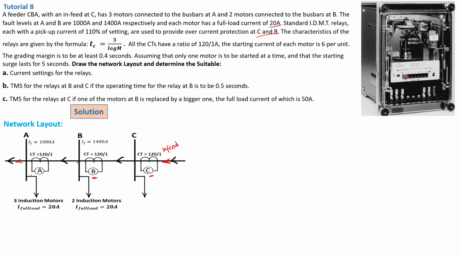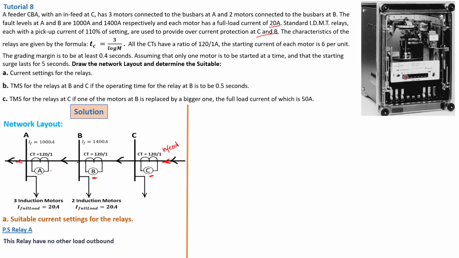So that means that relay C is providing protection for A and B. In case something happens on A and B, relay C is going to cut off the power, right? And relay B will be doing that for the relay at A. But relay A will not be protecting anyone here. There is nothing on the other side as per our network. So we do not have to worry about relay A settings because there is nothing outbound. Then we move on to relay B.